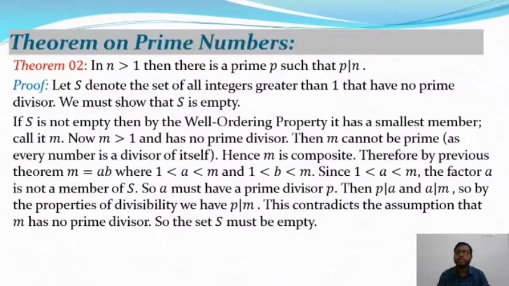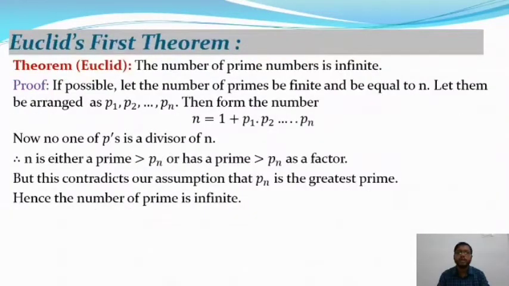Now move on to the next theorem, which is called Euclid's first theorem. Here is the theorem: the number of prime numbers is infinite. This is called Euclid's first theorem. Here is the proof of the above theorem.